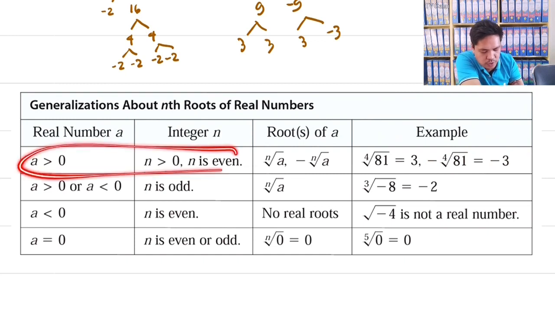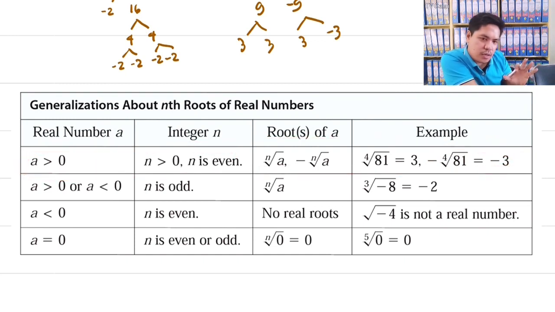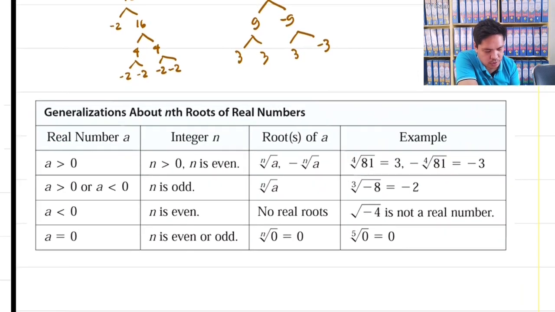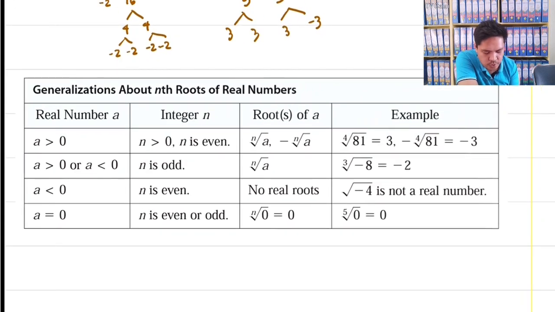Simply, what we are showing here, di pala to property. These are just generalizations. These are the possible outcomes of what is observed. So, for a greater than 0 and a less than 0, for positive a and for negative a, and n is odd, the nth root of a is possible. Ayan. The nth root of a is possible.